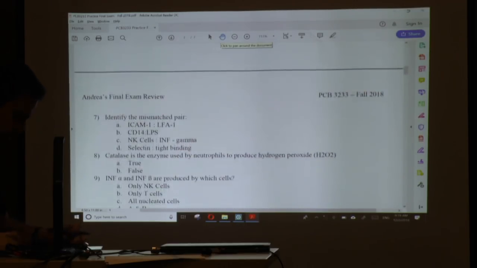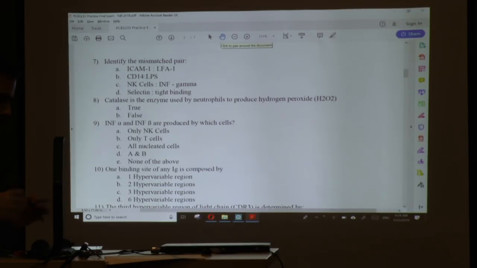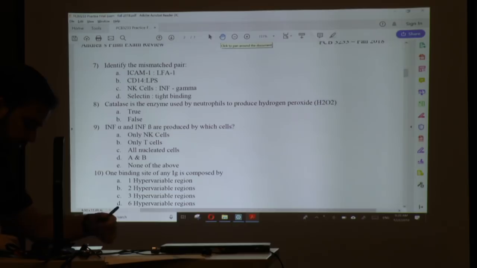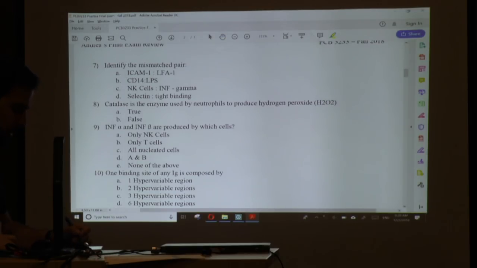All right? Cool. So this next question is asking to identify the mismatch pair. And this is just going into protein binding, right? So adhesion molecules and other signaling proteins that bind to each other. So let's go really quick. ICAM1 and LFA1, if you go and check your adhesion molecule charts, these just don't bind to each other. Okay? CD14 and LPS, I'm sorry, they do bind to each other, my bad.